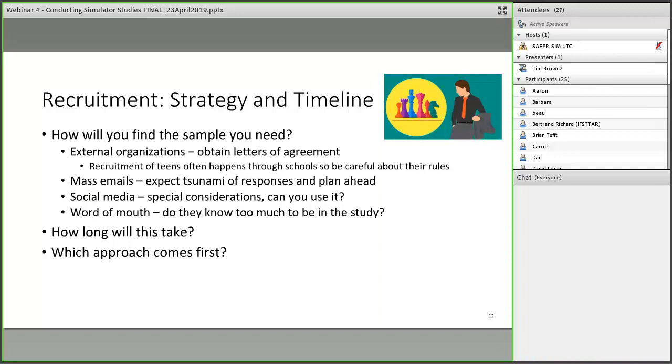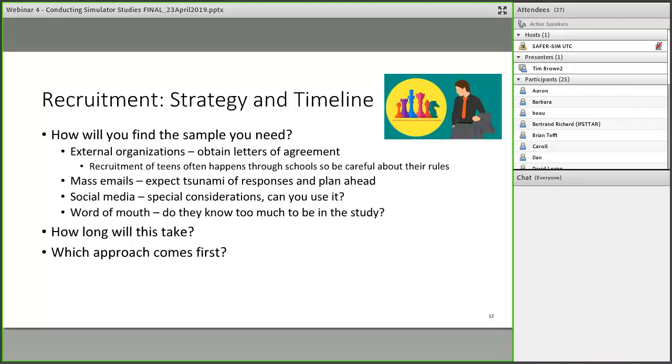Mass emails tend to work well, but you're going to get a tsunami of responses. So plan ahead. You want to make sure you've got enough staff and students around to respond to those as they come in, because what you don't want is to send out a mass email to thousands of people and only need 5 people and take weeks to respond back to people, because that won't leave a good taste in their mouth.